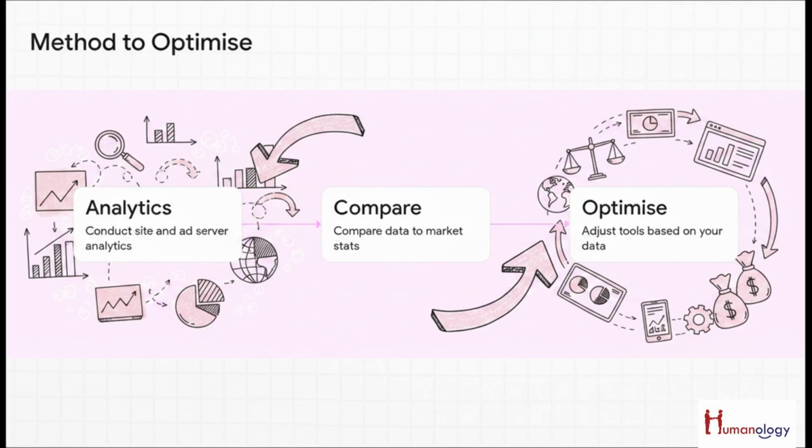Step 1, conduct your analytics. That means checking your site-side user activity and those third-party ad servers. Step 2, compare to market stats. Get that vital external context we just talked about. And then, Step 3, optimize the tools. This is where the magic happens. This means actively adjusting your platforms, reallocating your ad spend, and tweaking your dashboards based on the harsh reality of your data. It is a continuous, never-ending loop of reviewing and adjusting.